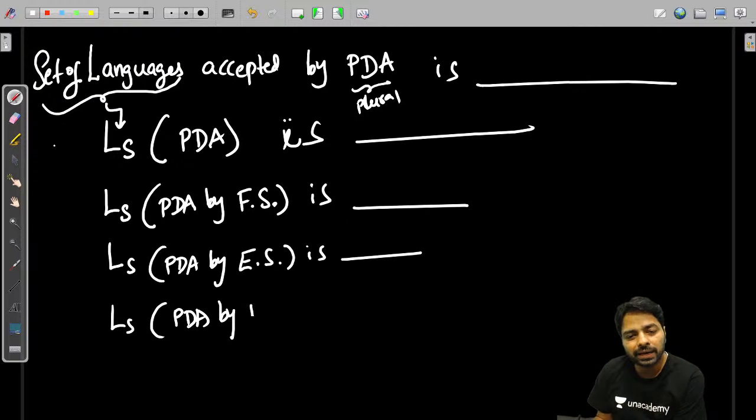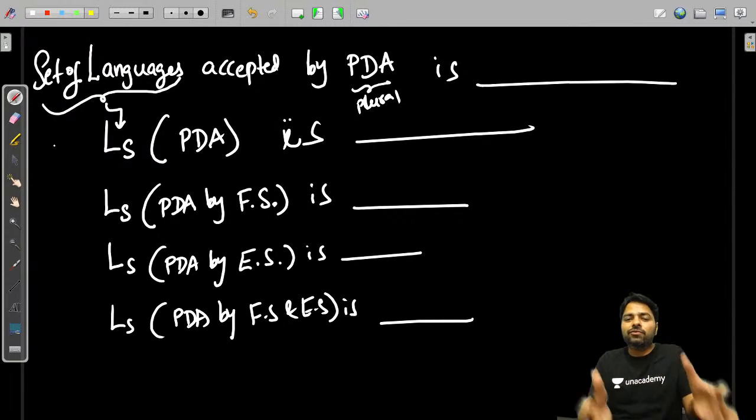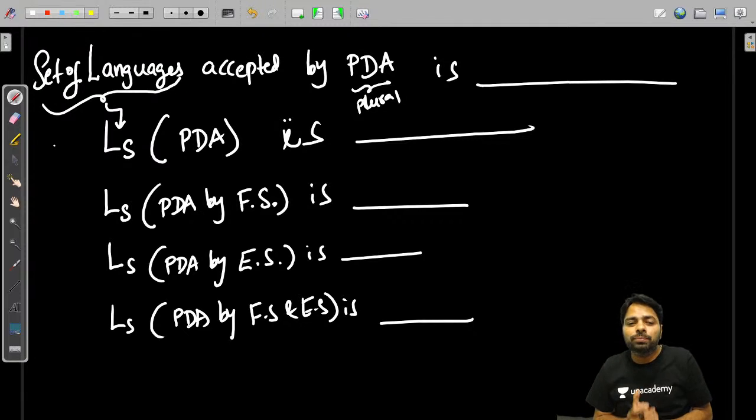PDA by final state and empty stack. And this was a GATE question. Do you believe that this question happened in the exam? Yes, you should believe, because these things are also not clear for undergraduate students. Most of the people struggle to understand the English words because they can't understand what is a language accepted by PDA. That is different.